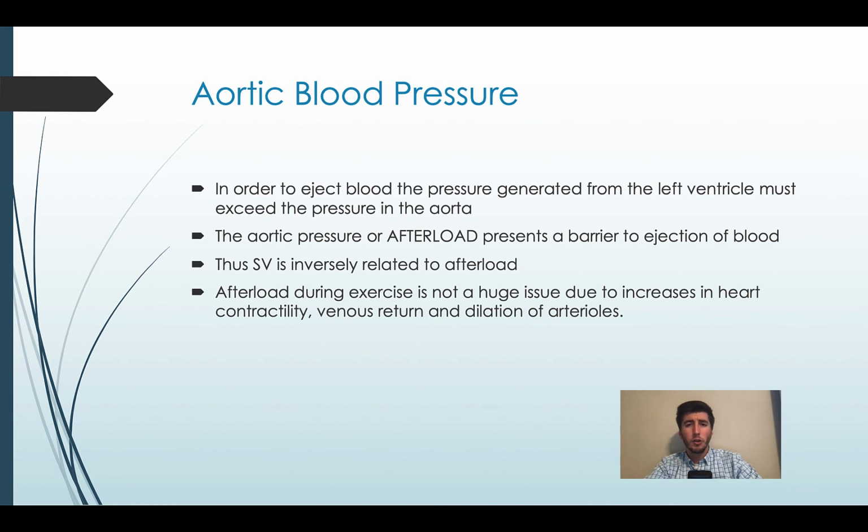This aortic blood pressure is actually going to be termed afterload. So we have a preload with end diastolic volume, and we have an afterload with aortic blood pressure. So afterload is going to be determining stroke volume in large degrees. As afterload increases, stroke volume decreases. They're inversely related. So this is afterload, blood pressure in the aorta, the back pressure up against the heart, essentially.